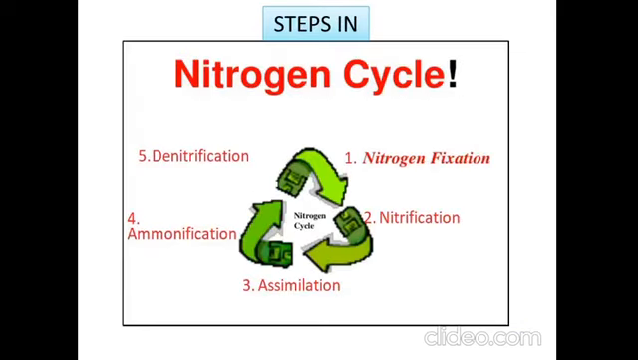After understanding basics, now it will be easy for you to understand nitrogen cycle. So steps involved in nitrogen cycle are, first we have nitrogen fixation, then we have nitrification, then we have assimilation, fourth we have ammonification, and last we have denitrification. Let's understand each in detail in my next video.